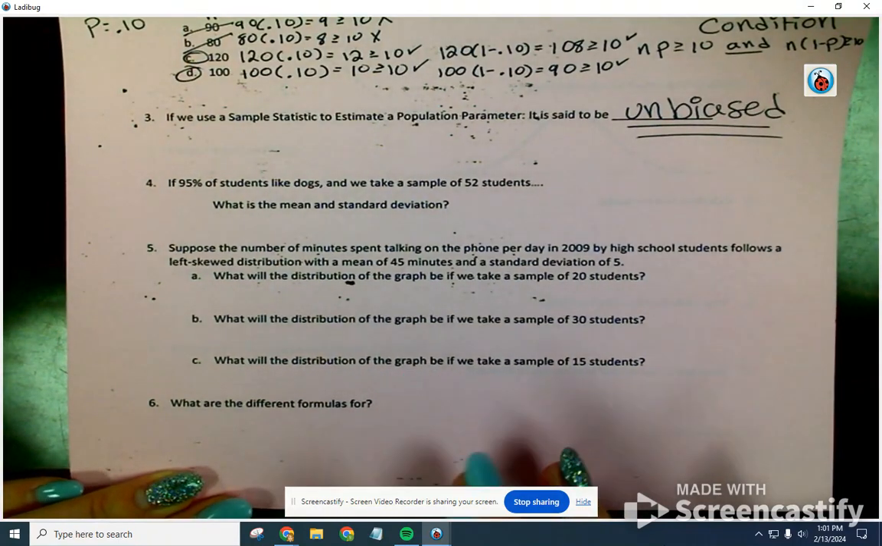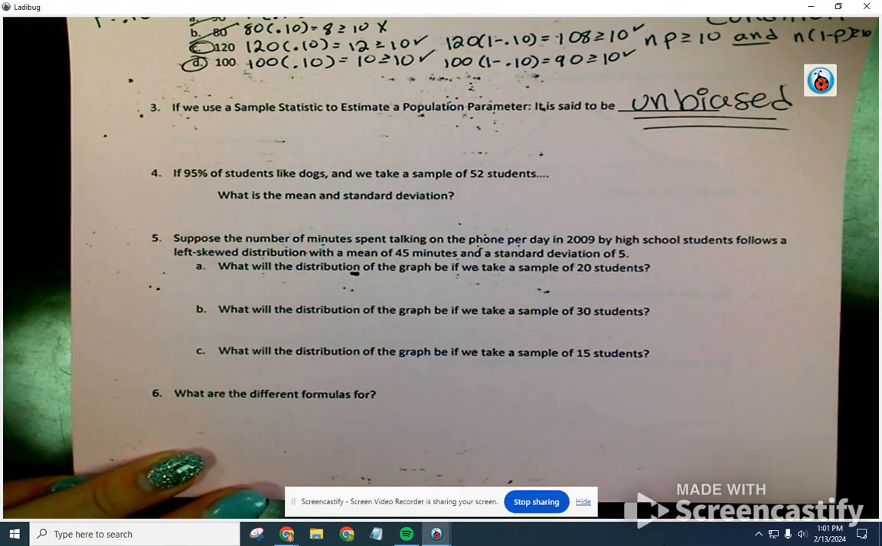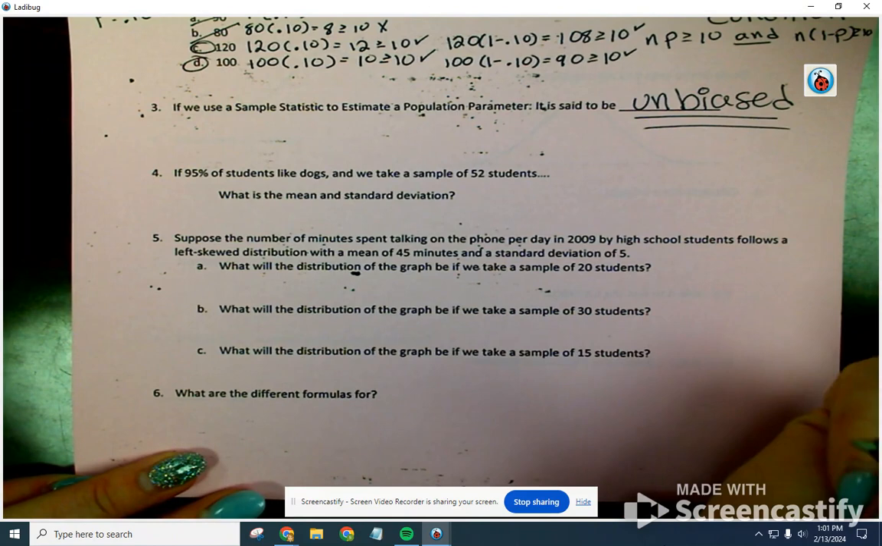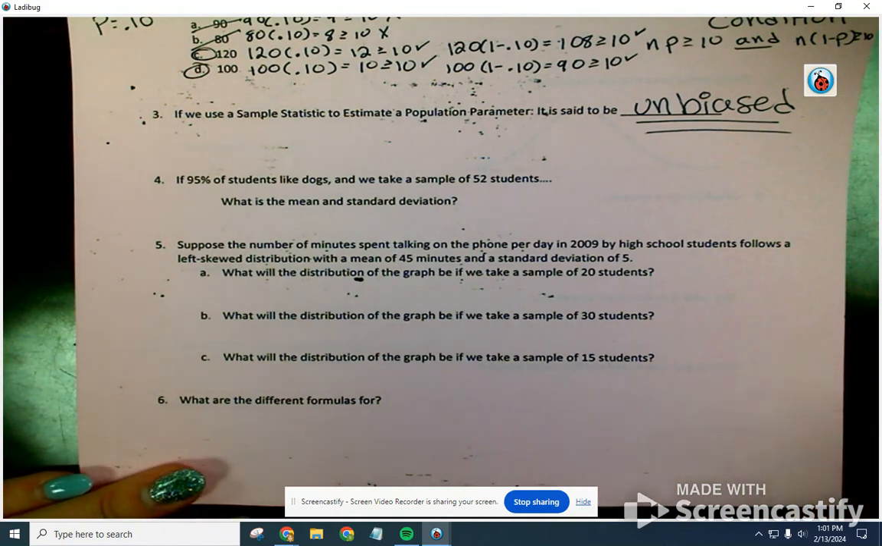Okay, number 4 says if 95% of students like dogs and we take a sample of 52 students, what is the mean and standard deviation? So this comes from 7.3. We're going to use one of the formulas for mean or standard deviation, for means or proportions. And we have to figure out, is this a mean question or is this a proportion question, to figure out which of those standard deviation formulas we are going to use? Because remember, there are 2 different formulas.